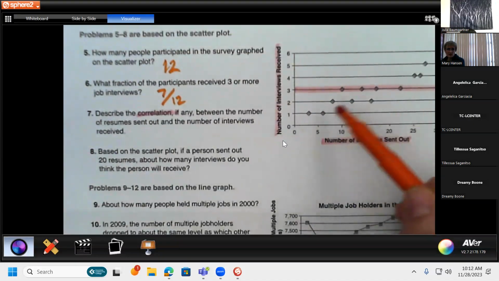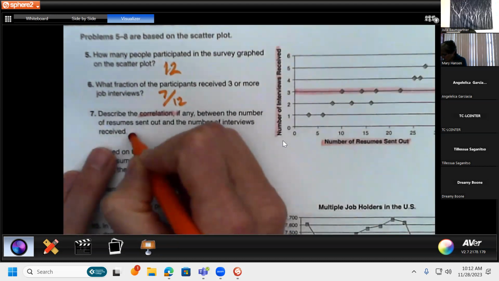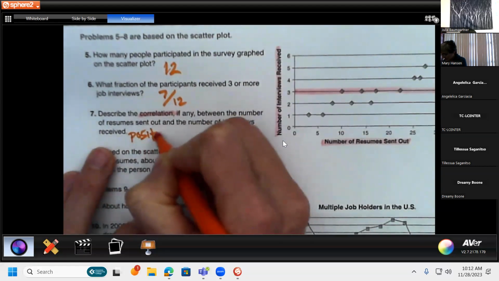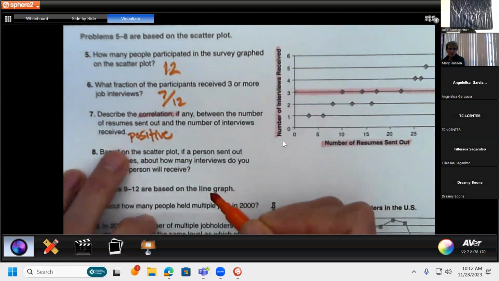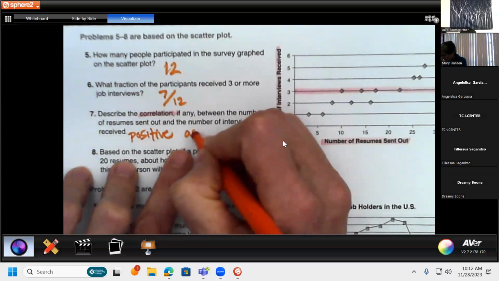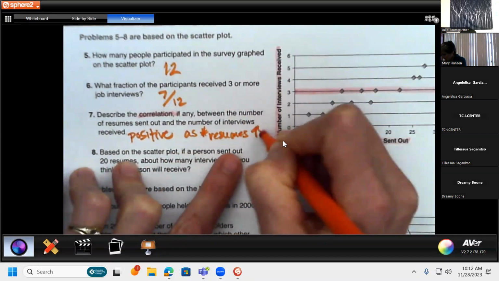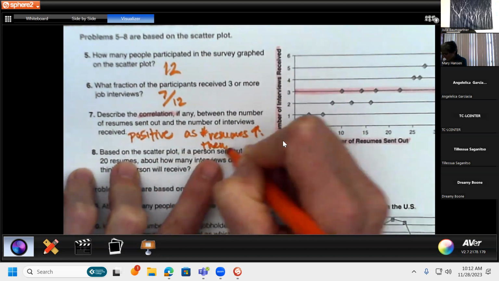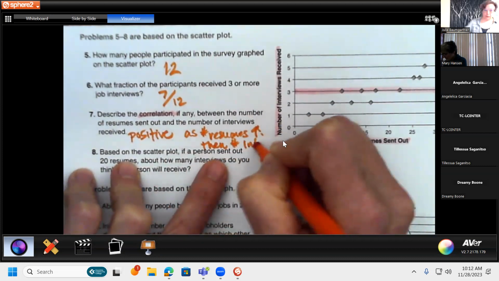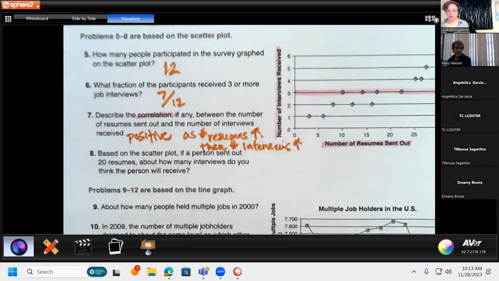And so generally we see the graph is going up. And so that would be called a positive correlation, you could say. That might have been something you said about this. Or you could say as the number of resumes increases, the number of interviews also increases. Which kind of makes sense.